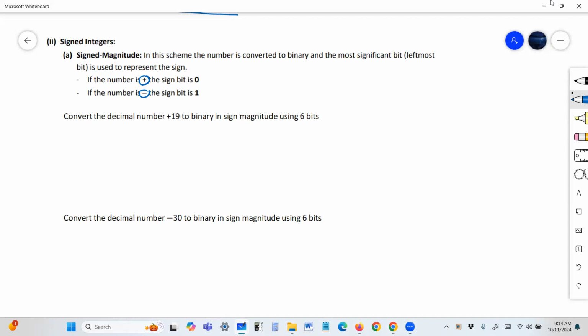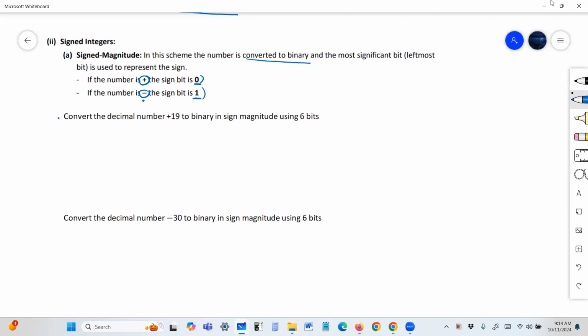The procedure then becomes: if the number is positive, then the leftmost significant bit would be 0. And if the number is negative, the leftmost significant bit would be 1. That's all that we have to do. We convert the number to binary, and the leftmost significant bit is adjusted accordingly, for positive being a 0 or negative being a 1.